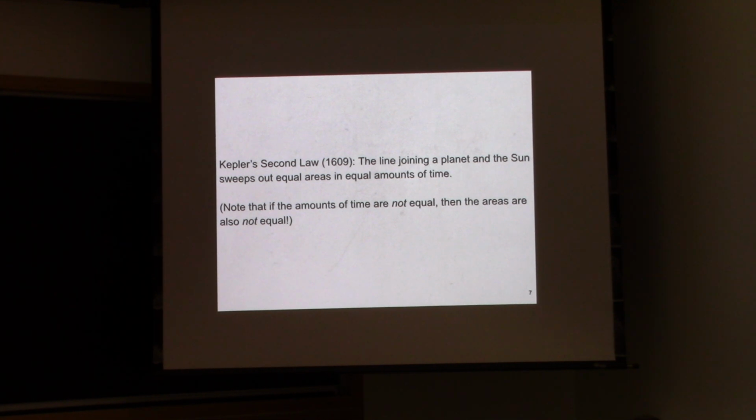In other words, it can't be that the area swept out in 1 trillionth of a second is the same as the area swept out in 4 weeks. That doesn't make any sense. So it really says if the areas are equal, the times are equal, and vice versa. If the areas aren't equal, the times aren't equal. Half the area and half the time. A tenth of the area and a tenth of the time, and so forth. So equal areas and equal times. A line joining the planet to the sun sweeps out equal areas in equal amounts of time.